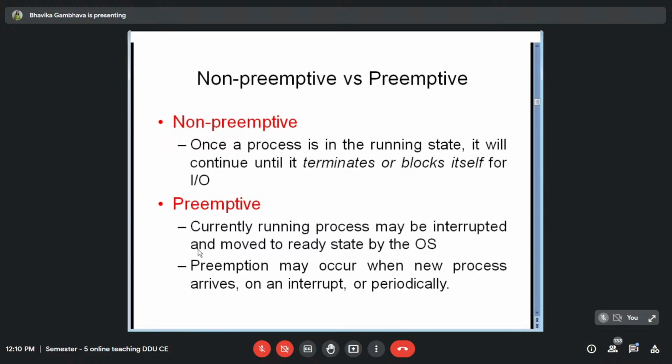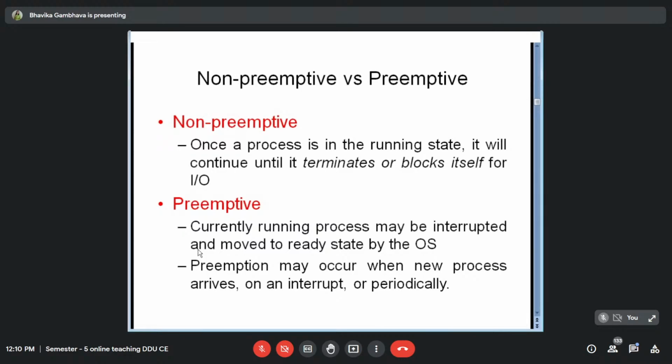So if we go for preemptive, we may increase the overhead. But the advantage is that we prevent one process from monopolizing the processor. No single process has a monopoly or excess access over the processor, and all get their fair chance. That is why preemptive algorithms are preferred.